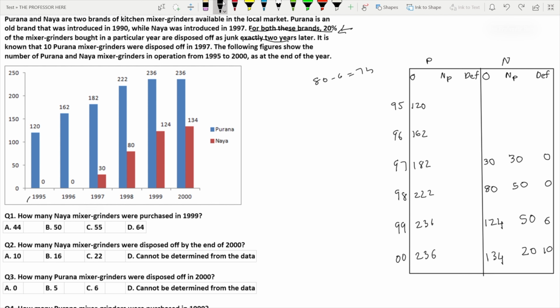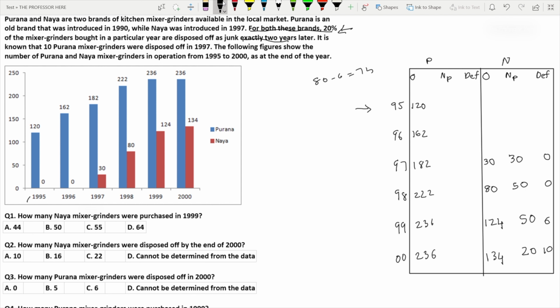You might have a question. Until now we have not found the number of new purchases for Purana in any of the years. So for example, in the year 1995, we have overall active mixer grinders as 120. But we don't know how many of them were new purchases because we don't have enough data. Only if we knew how many new purchases were made in the year 1993, then we could have calculated 20% of that, written it over here, and calculated the rest of the question. But we don't have that data.